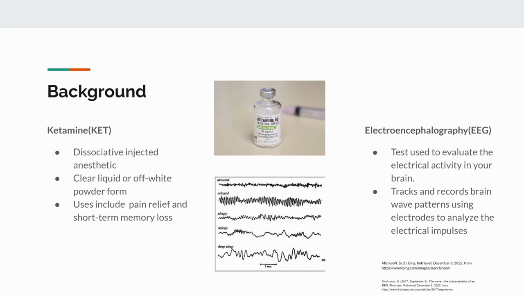The dissociative drug being used in this experiment is ketamine. Ketamine is often found as a clear liquid that can be injected into the body, or as a white powder that can be consumed nasally. Ketamine has several clinical uses. It can be injected as an anesthetic and can also be used to relieve pain.